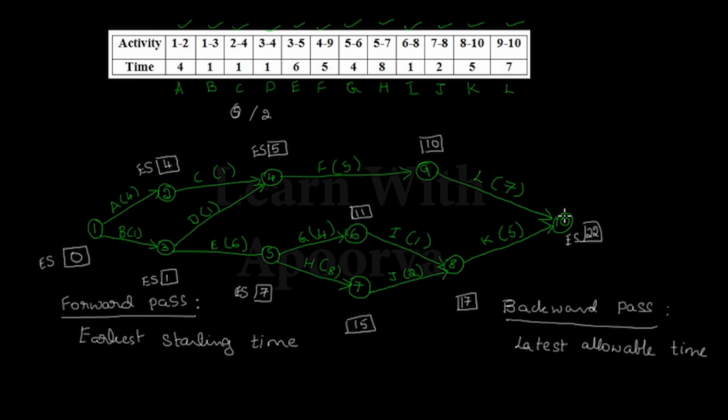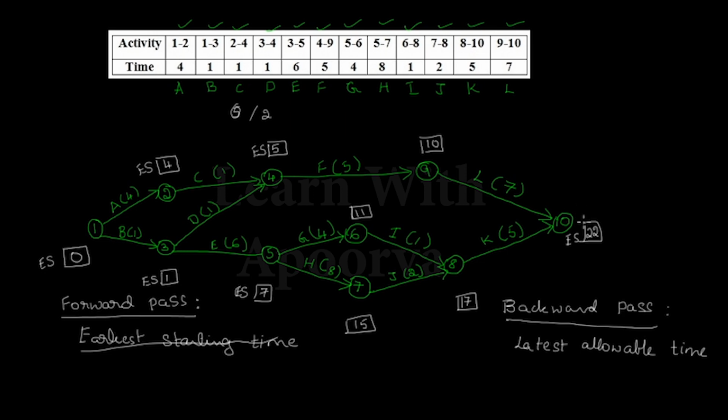This is called the forward pass, where we get the earliest starting time for all the nodes. After the forward pass, let's continue with the backward pass. The backward pass is used to calculate the latest allowable time for all the events. To calculate the latest available times, we have to start from the last node in the network. The last node is node 10.